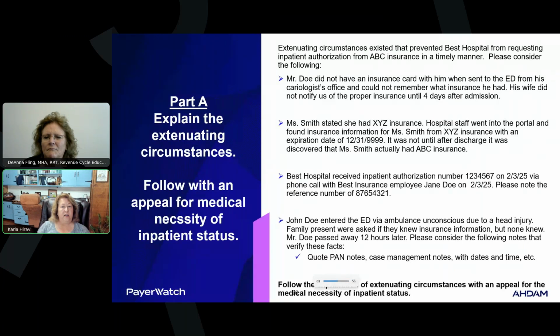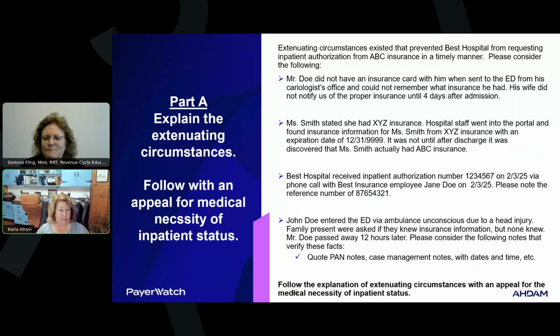Mr. Smith stated she had XYZ insurance. This happens to be an appeal that I did. Hospital staff went into the portal and found insurance information; there was an expiration date. The year was 9999. It wasn't until after discharge that it was found she had a whole different insurance. That was beyond the hospital's responsibility. There's no way in the world they could have known that.